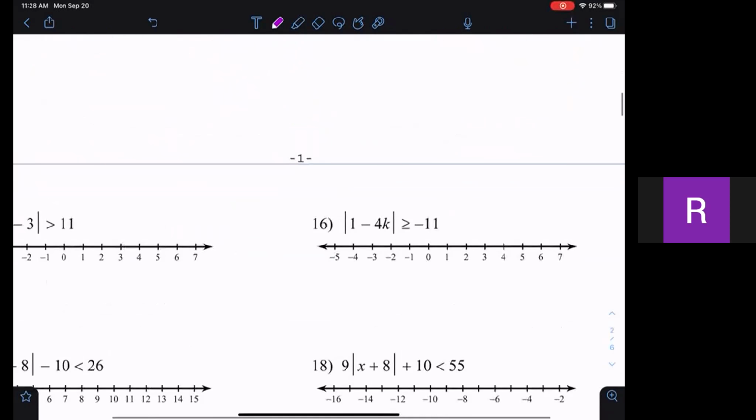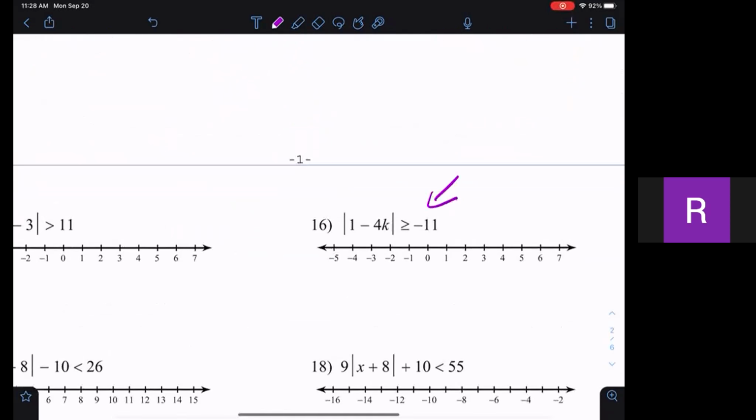Like this one, you don't even need to do anything, because you know that the absolute value of whatever is inside is going to be 0 or positive numbers. So this is going to be all real numbers, because any number that comes out of an absolute value is going to be 0 or positive. So that's going to be greater than -11 anyway. So the answer here is -infinity, infinity. I don't need to do anything, right?